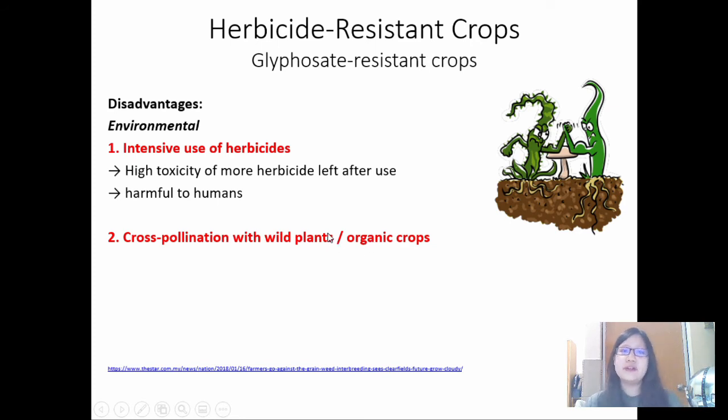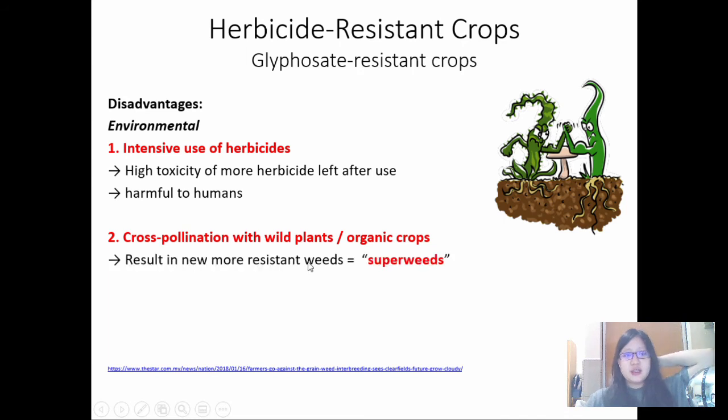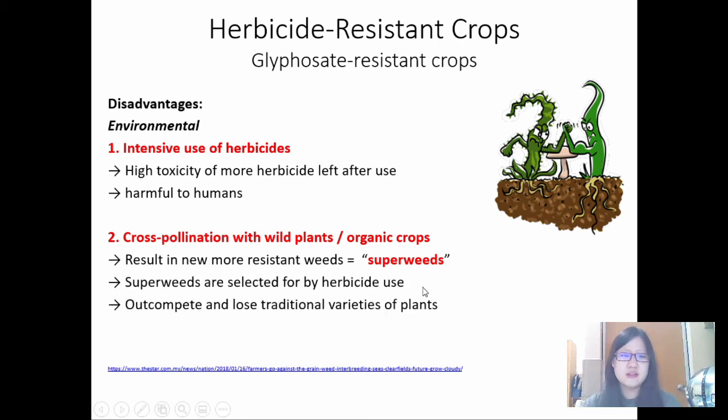Number two, what if this herbicide resistance passes over to wild plants or organic crops? Okay, so cross-pollination here would result in more resistant weeds, so weeds that cannot be killed by herbicides anymore, aka super weeds, and therefore it's going to be annoying. Super weeds will be selected for by herbicide use, the more you use it. Okay, and super weeds are going to spread and outcompete other plants in the wild. Okay, and maybe you'll lose some varieties of plants as well. And this results in a loss of genetic diversity.